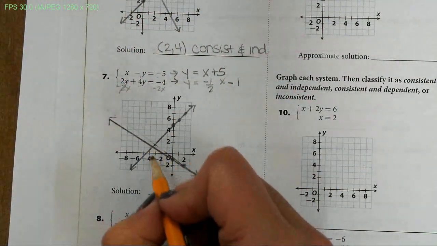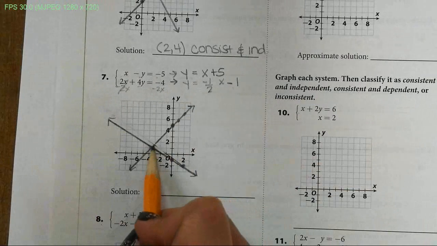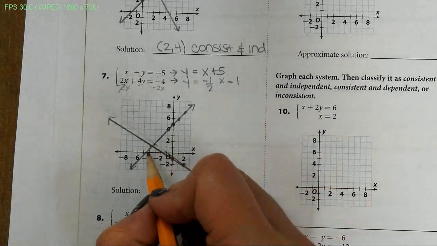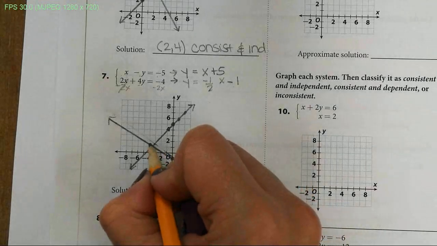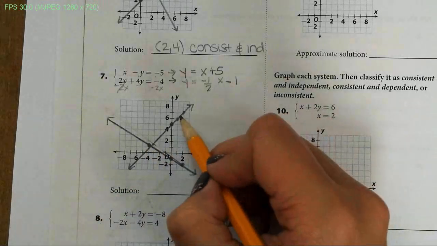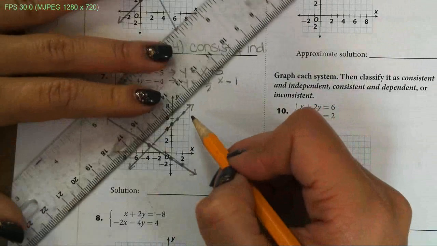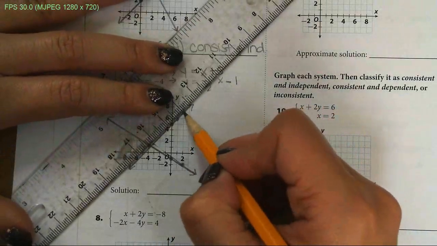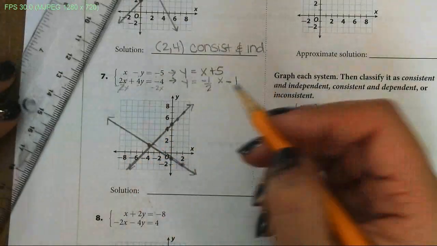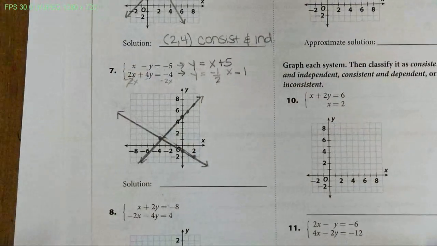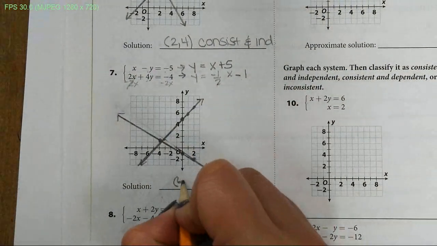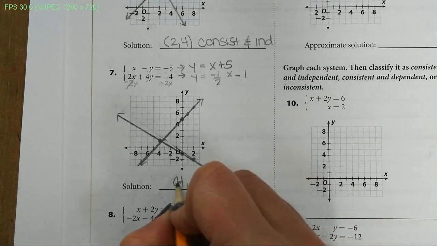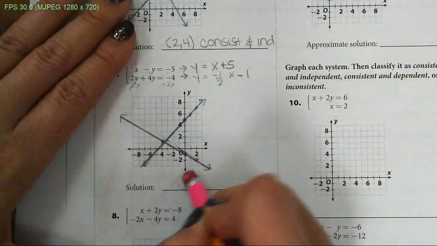I can't really tell where it is. My textbook is telling me that it's supposed to be over here at the -4 and the +1. But again, my lines are not perfect. And if I straighten them out a little bit, then I do see that they should be crossing there. So your point of intersection here should be at (-4, 1).